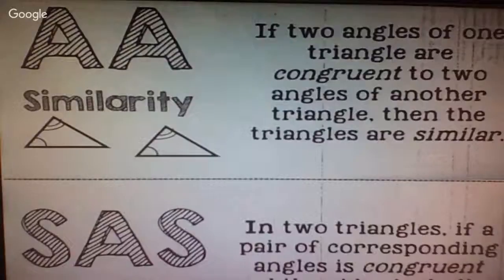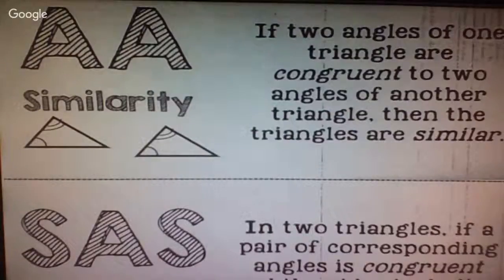Similarity has what we call angle, angle. They also have a side, angle, side. And they have a side, side, side. That's the only 3. So what's the difference? The difference between congruence and similarity is that for congruence I have to prove that 3 sides are congruent, which means 3 sides are equal. In similarity, I have to prove that they're proportional. So I'm going to show you how to do that.